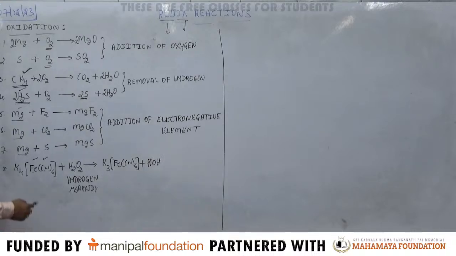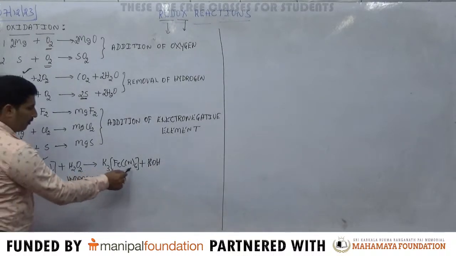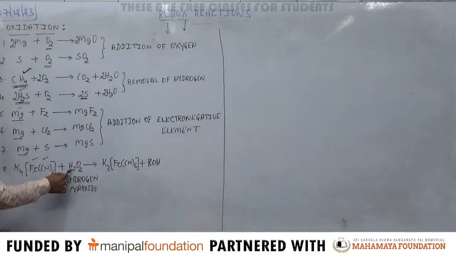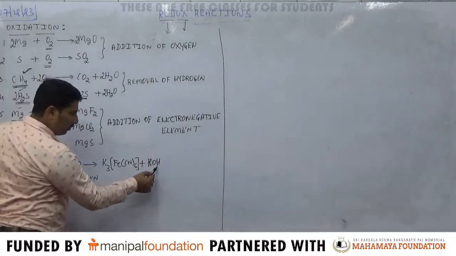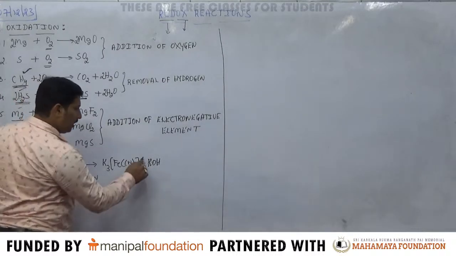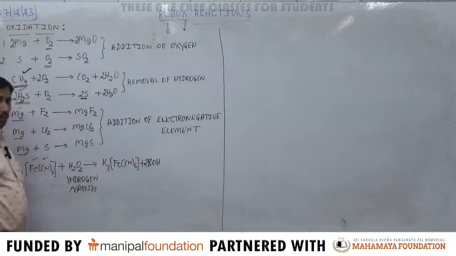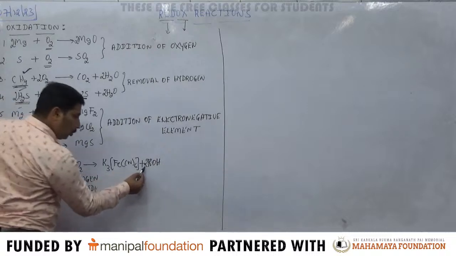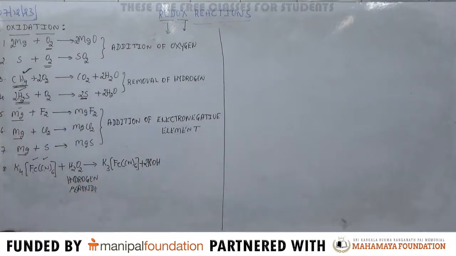Yes, balancing of the equation. FeCN6, FeCN6 balanced. Hydrogen is 2, here you have hydrogen 1. So let me try by writing 2 so that hydrogen is balanced. Now 2 potassium, and here you have potassium 4. Here 2 plus 3, 5.